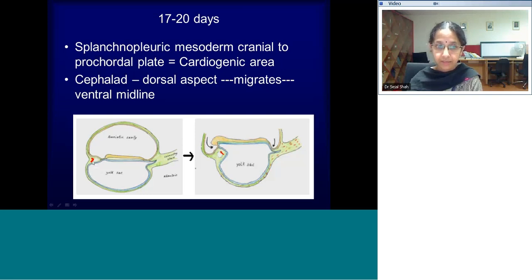The cardiogenic area is initially situated on the dorsal aspect on the cephalad area, which after the folding of the embryo comes to migrate on the ventral aspect in the midline. So this is the cardiogenic area and it is derived from the splanchnopleuric mesoderm.